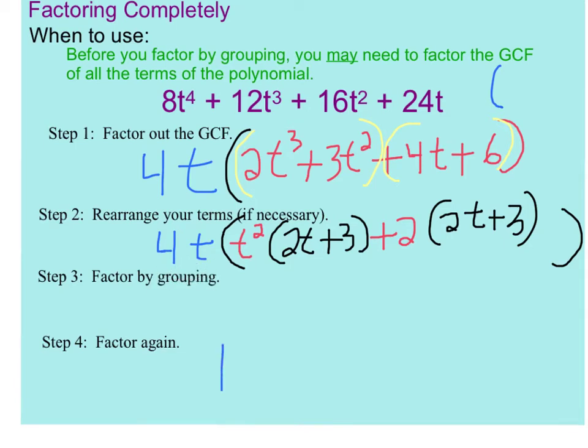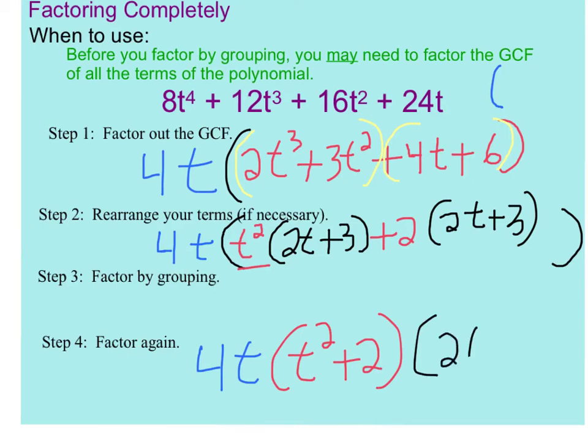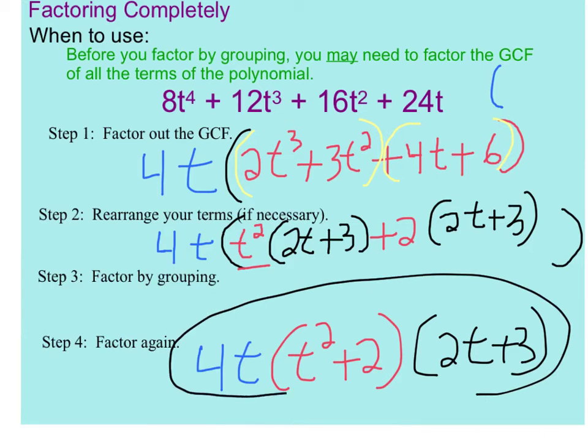My 4t will be right here, and it's going to be multiplied to my red factors, the outside ones, t squared plus 2, and that's going to be multiplied to the one that repeated itself, 2t plus 3. Here is my final answer. If I multiply that all together, I will get this.